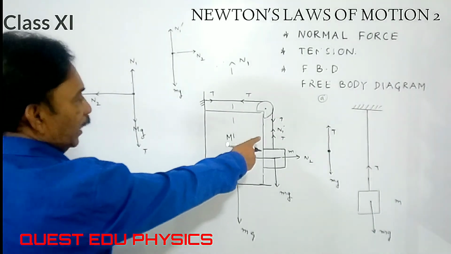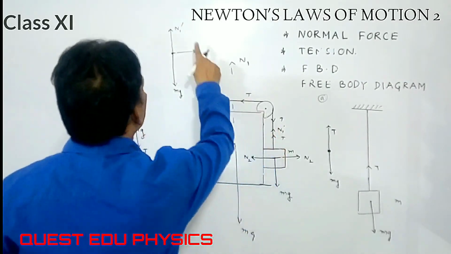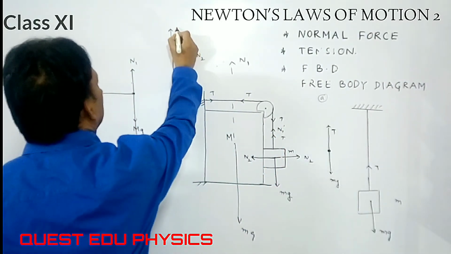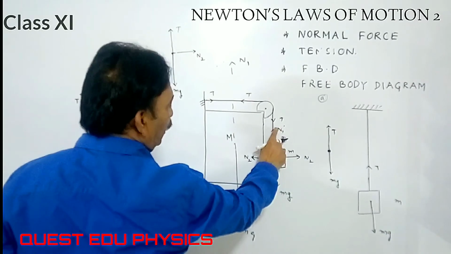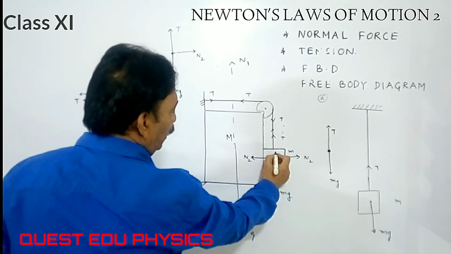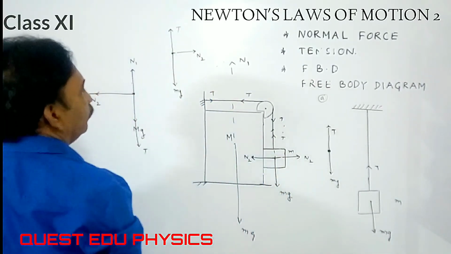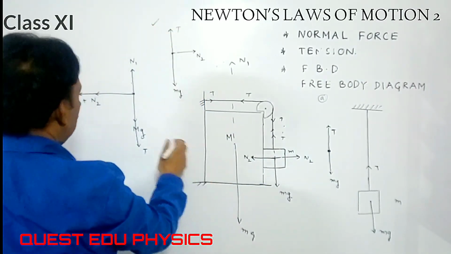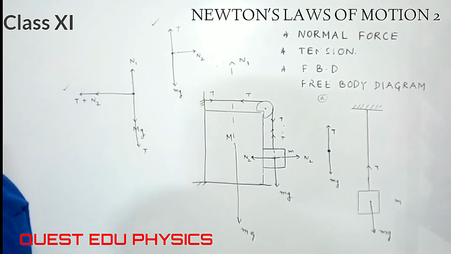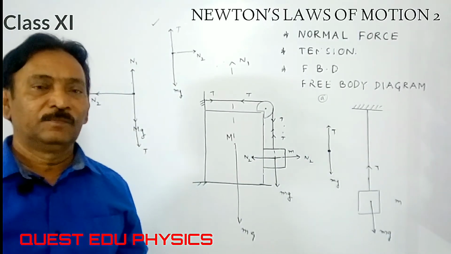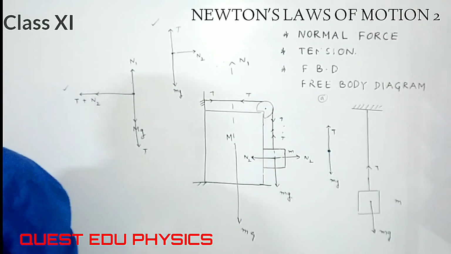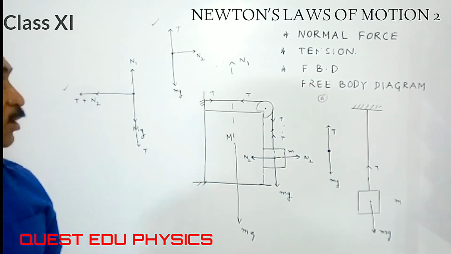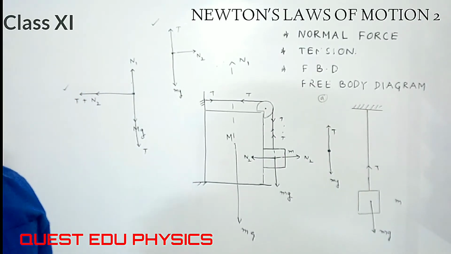Here, N1 dash is nothing but the tension. Put it as the tension. This is the tension which is acting on the mass. Here, the normal reaction is nothing but the tension. For this mass, it is the free body diagram. In this way, you can draw the free body diagram of any body.